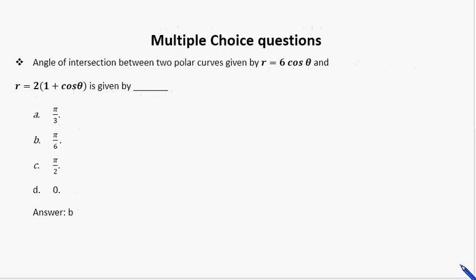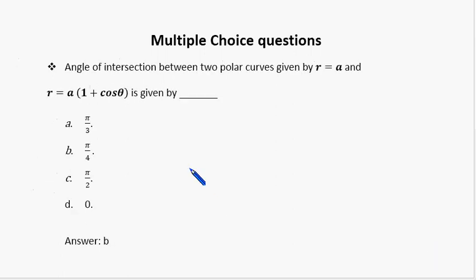Next one: the angle of intersection between two polar curves r is equal to 6 cos theta and r is equal to 2 times 1 plus cos theta is given by: option A pi by 3, option B pi by 6, option C pi by 2, and option D 0. The answer is B.